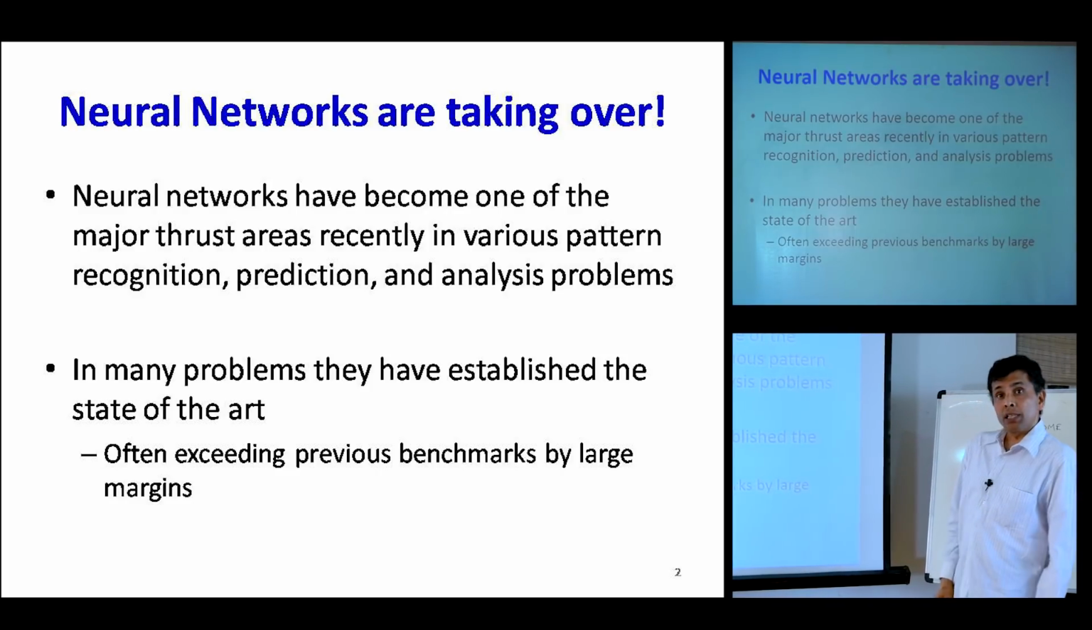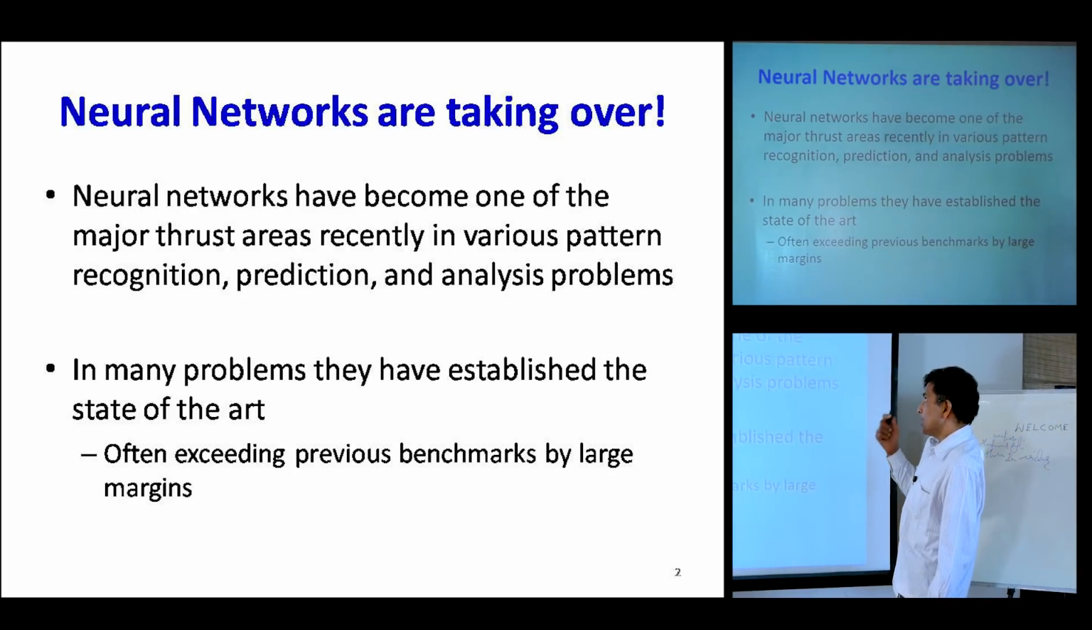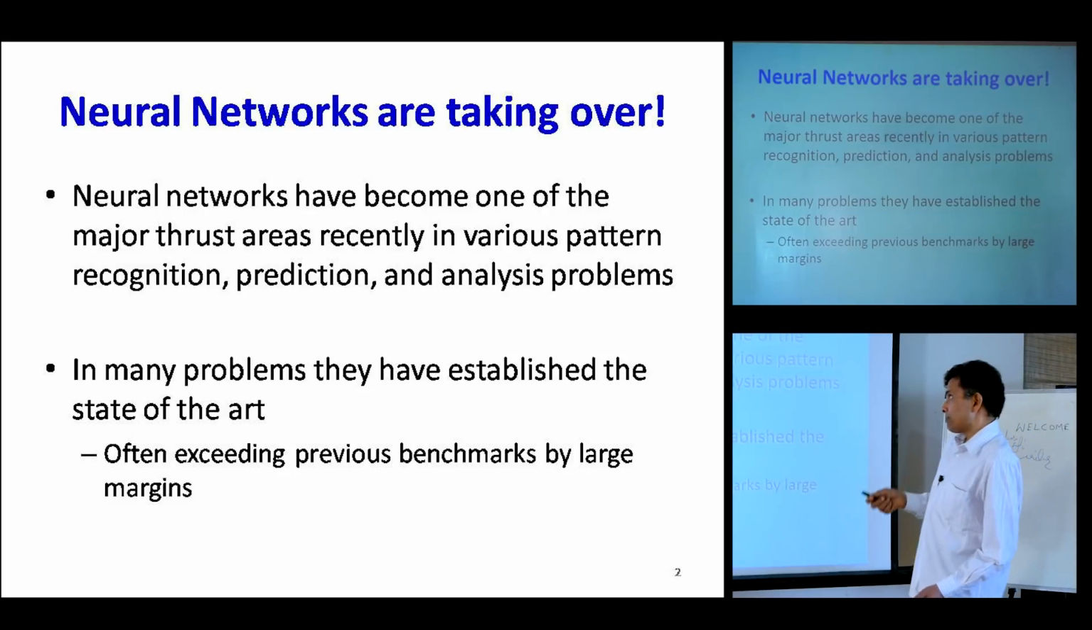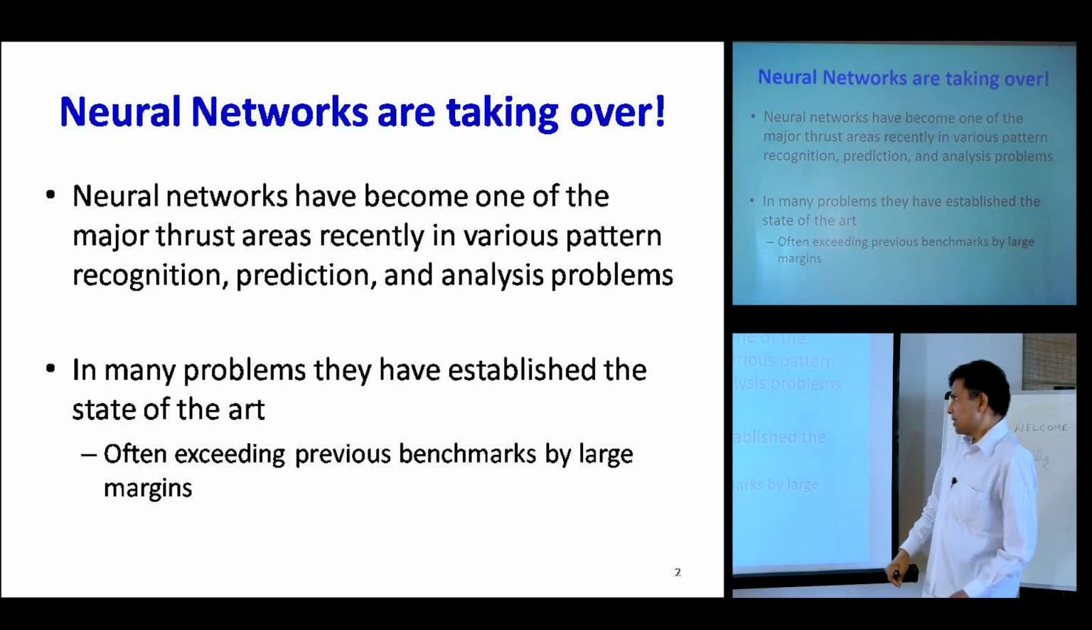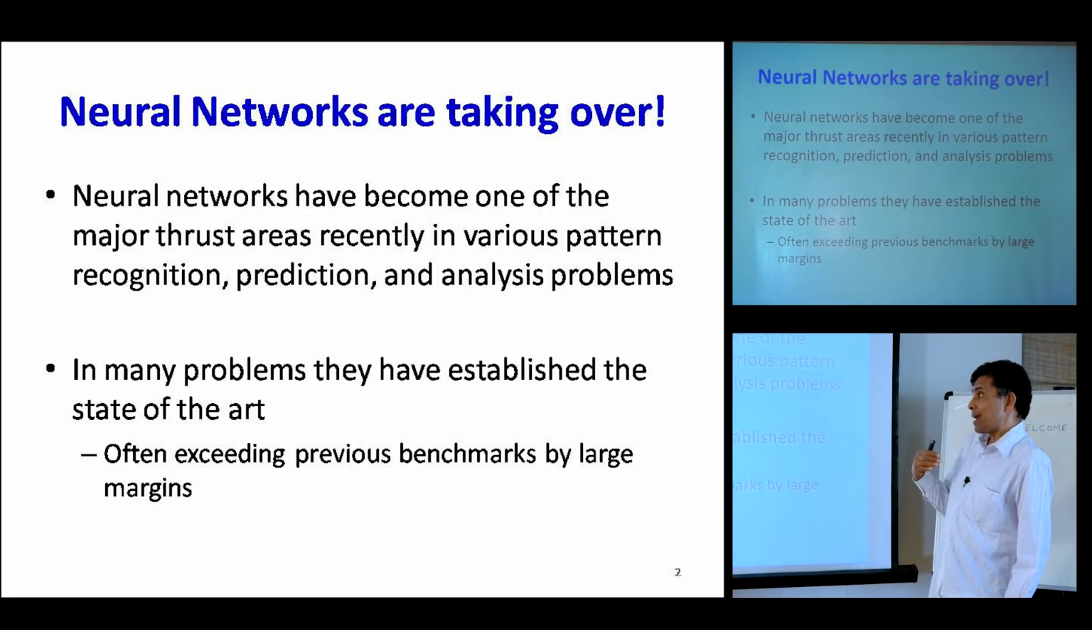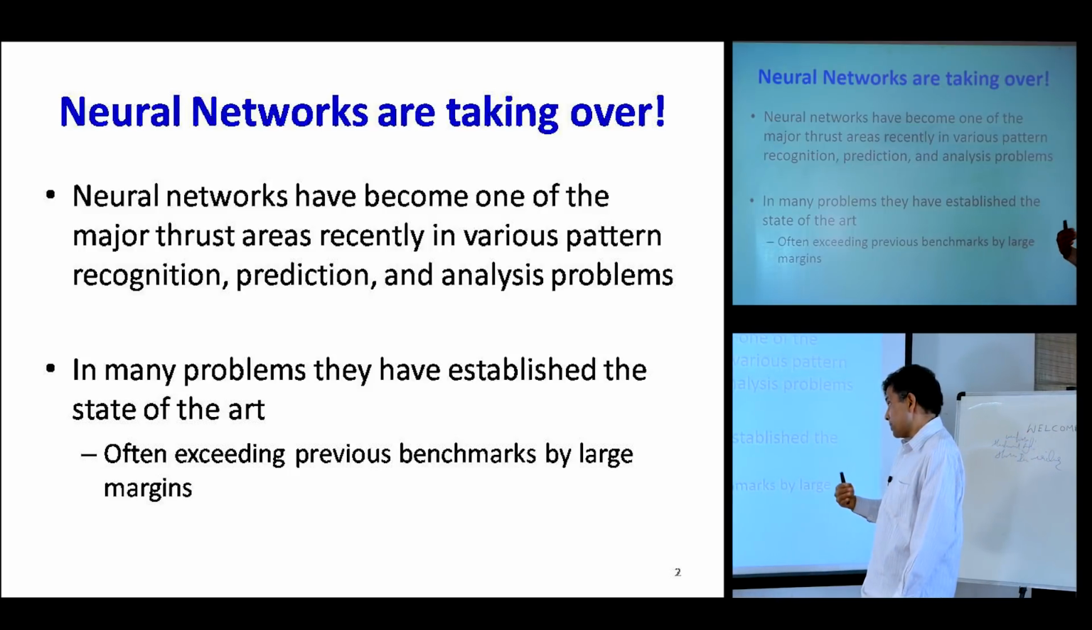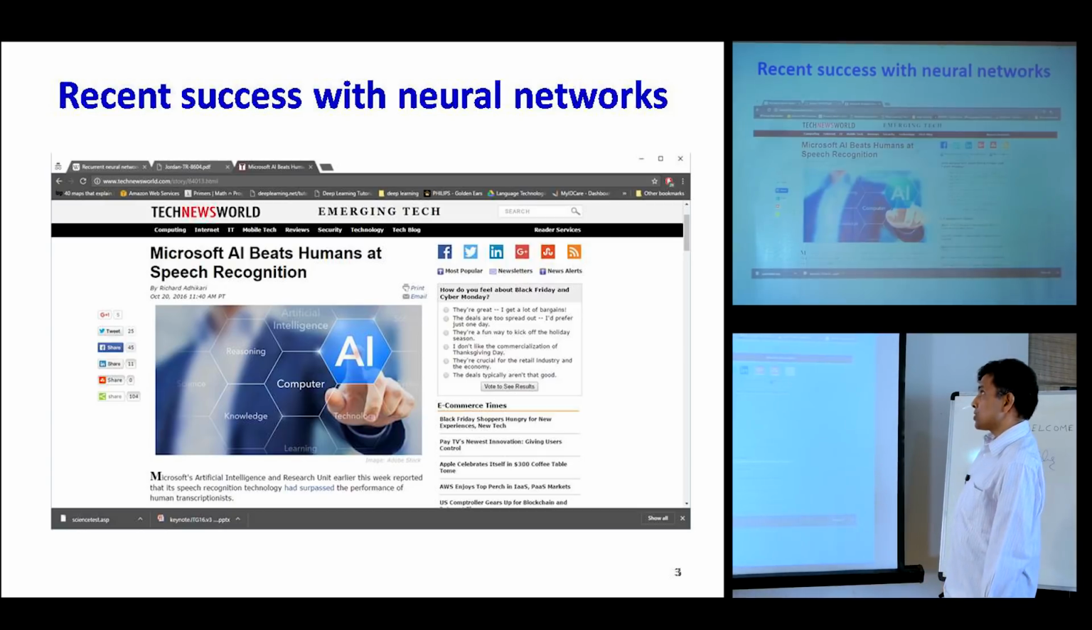Neural networks have taken over most AI tasks in today's world. They've become one of the major thrust areas in many pattern recognition and prediction and analysis problems. In many problems, they've actually established the state of the art, often exceeding previous benchmarks by very large margins. Here are some examples. Automatic speech recognition.